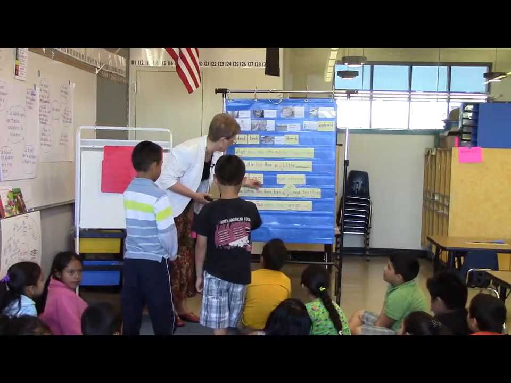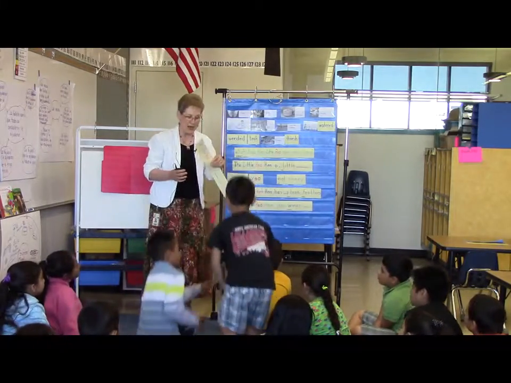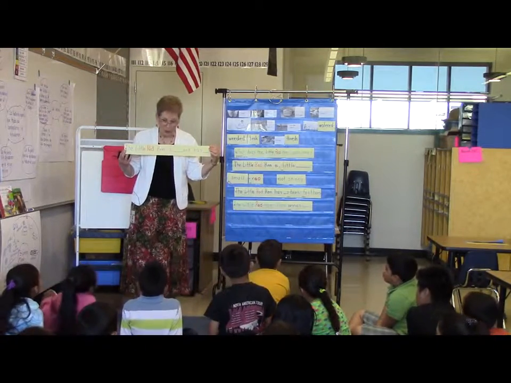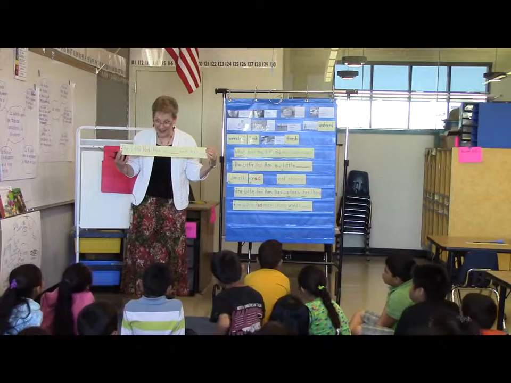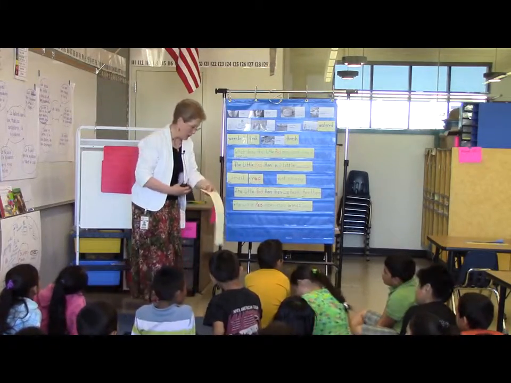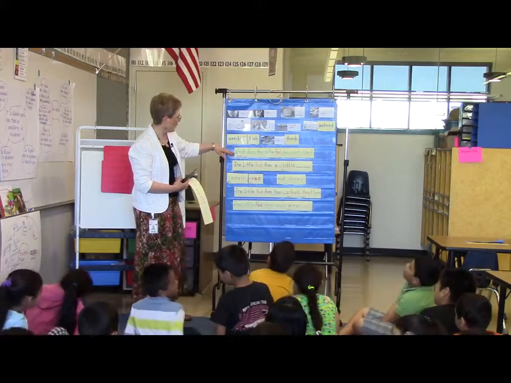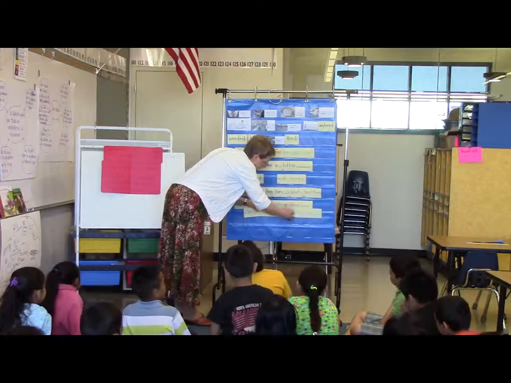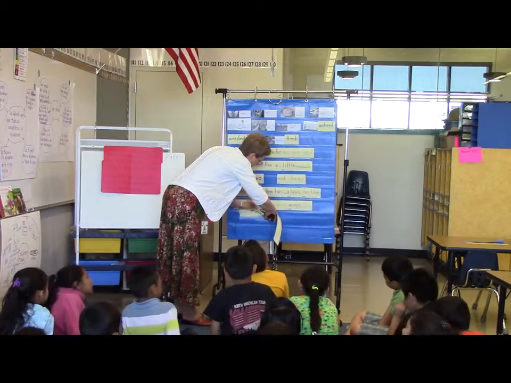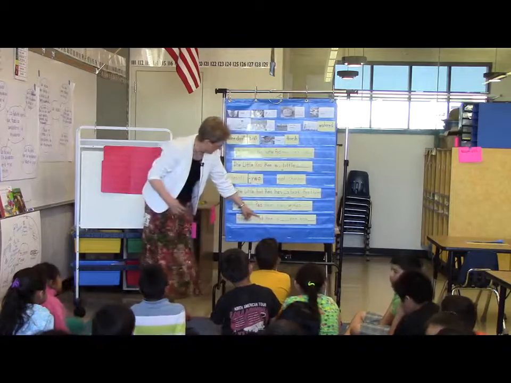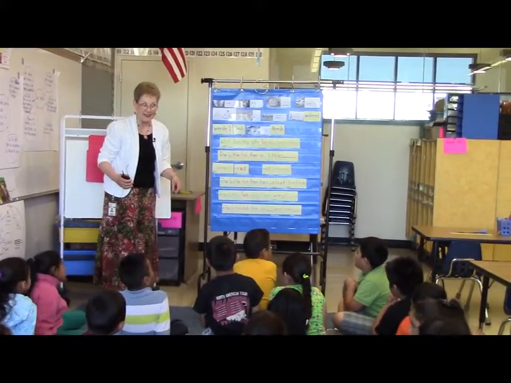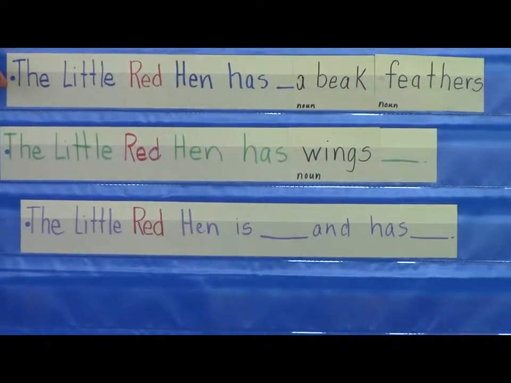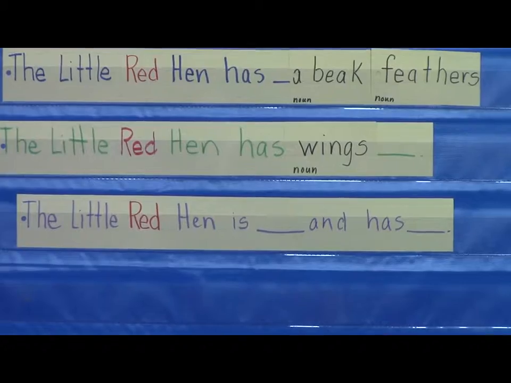Very good. Now I'm going to make one more, a little complicated, and then we're going to try something called lines of communication. What if you wanted to say what the hen is using adjectives and what the hen has using nouns? You could say, everybody ask, what does a little red hen look like? The little red hen is red and has feathers. Awesome. With your same partner, I want you to practice that.